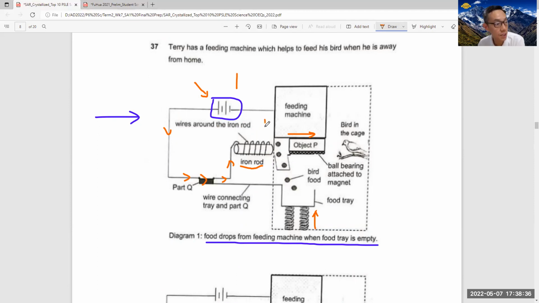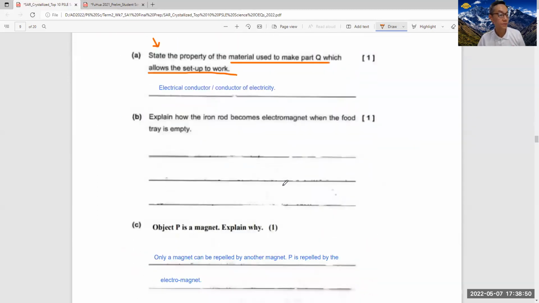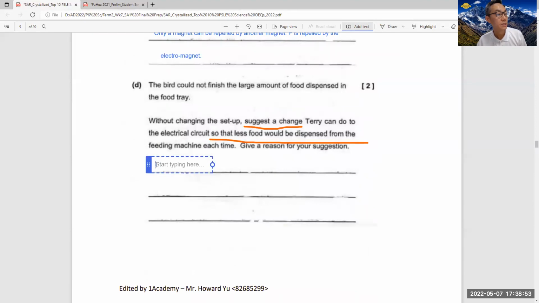The second way is to reduce the number of coils in the iron rod. For the same reason, the electromagnet will be weaker, thus repelling object P to a shorter distance. Less food will be dispensed. So for this one, you say remove one battery. The battery is also called a dry cell. Remove one dry cell, or reduce the number of coils around the iron rod.